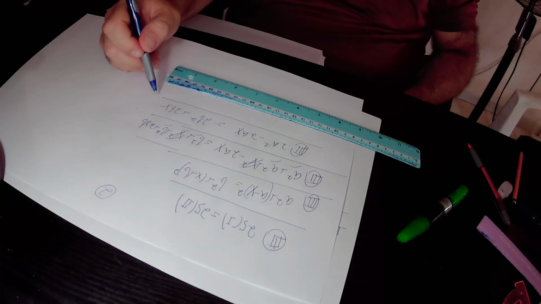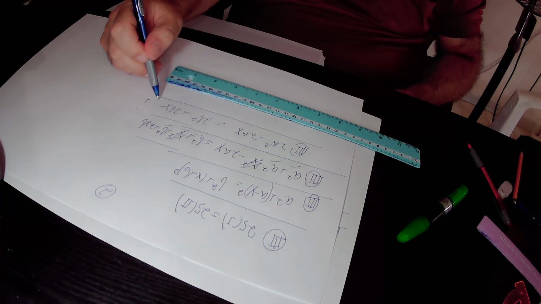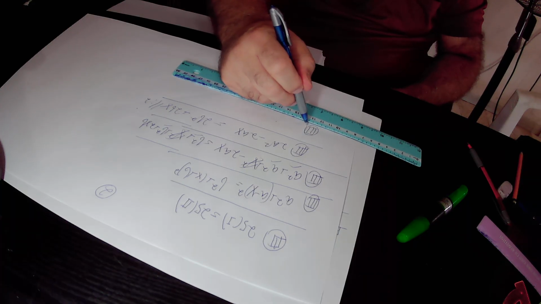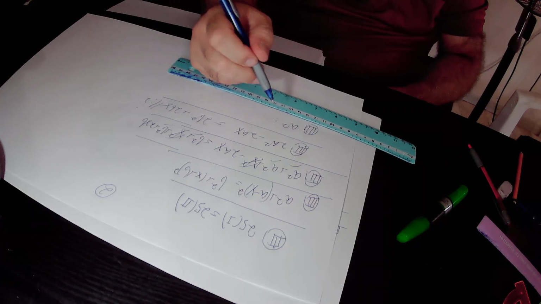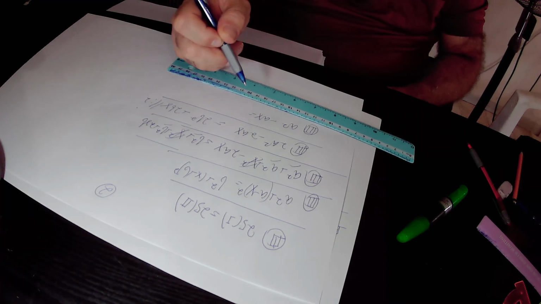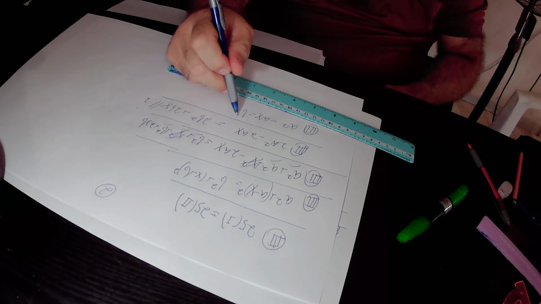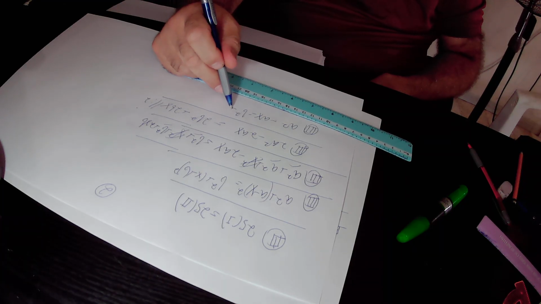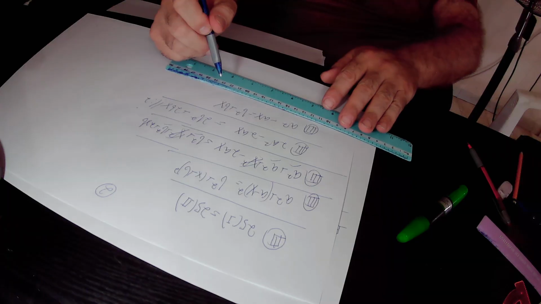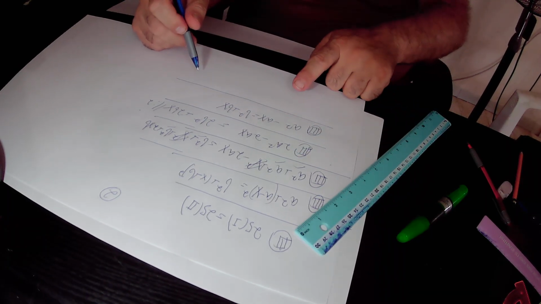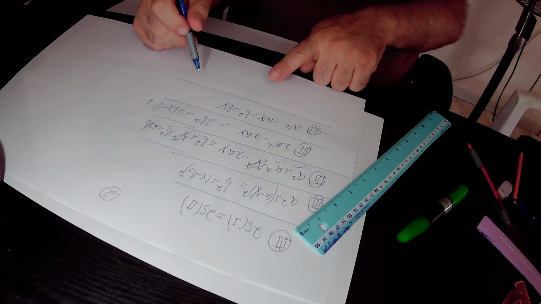So here we divide equation 3 by 2, and finally get that according to equation 3, 2A squared over 2 is A squared, minus 2AX over 2 is minus AX, and it equals 2B squared over 2 is B squared, and 2BX over 2 is BX. So in total, according to equation 3, we actually found out that A squared minus AX equals B squared plus BX.